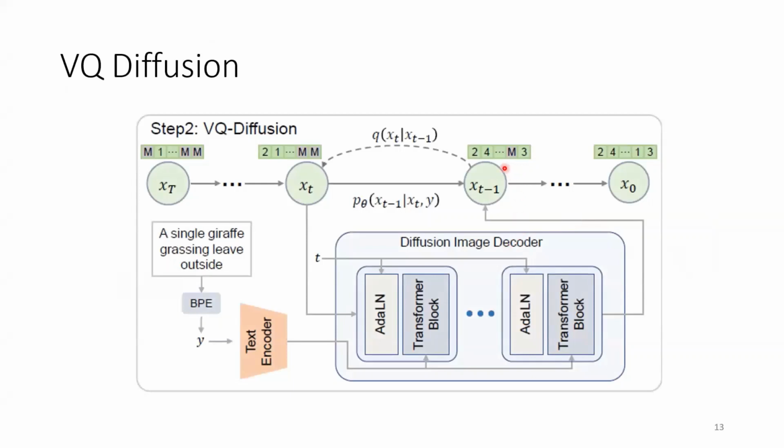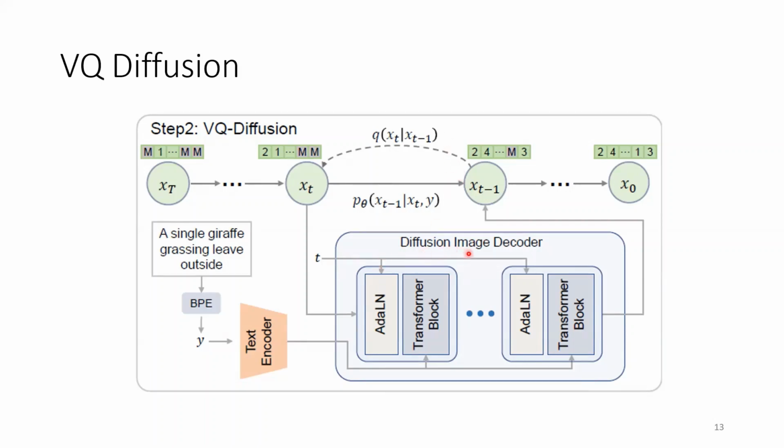Now the second step, which is VQ diffusion, models the discrete latent space by reversing the forward diffusion process. The forward process yields a sequence of increasingly noisy latent variables of the same dimensionality as the input given, producing pure noise after a fixed number of steps. Starting from this noisy result, the reverse process gradually denoises the latent variables towards the desired data distribution using this diffusion image decoder at every step.